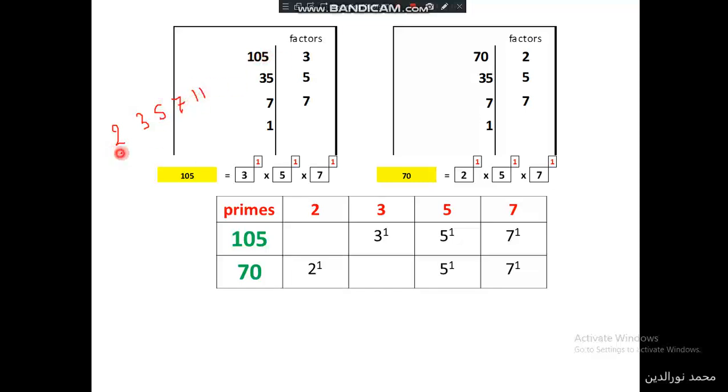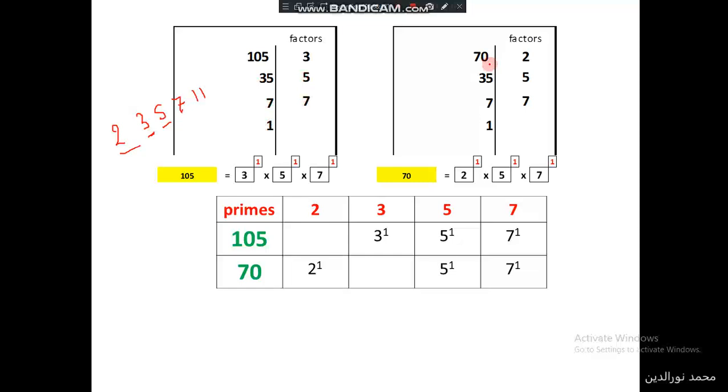105, is it divisible by 2? No, it's not, since it's not an even number. Let's try 3. 1 plus 5 is 6. Yes, it's divisible by 3. So 105 divided by 3 is 35. Is 35 divisible by 3? 3 plus 5 is 8, not divisible by 3. We skip to 5. 35 divided by 5 is 7. 7 divided by 7 is 1.